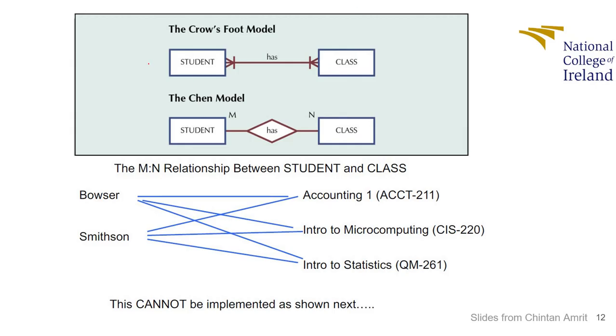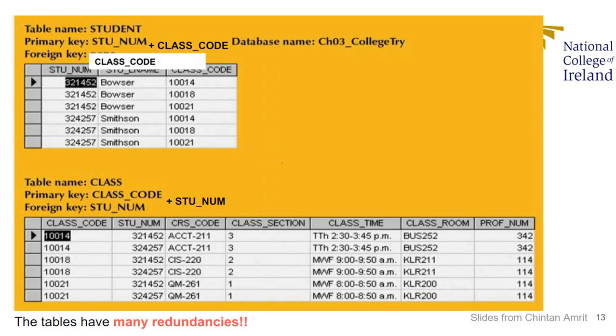Here, there are two ways of drawing this, the crow's foot model and the chain model. Student and class, these two entities, have a many-to-many relationship. The chain model will say it's an M-to-N relationship between students and class. So M students can have many classes. For example, Bowser can be taking these three classes, and the same with Smithson, who can also be taking these three classes. So there's a many-to-many relationship there. This cannot be implemented as shown next, but just for illustrative purposes.